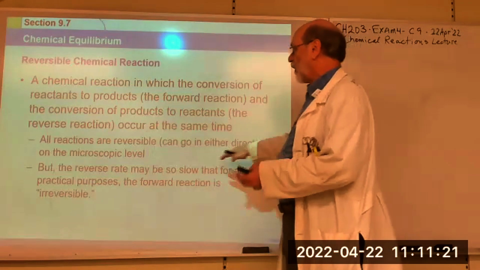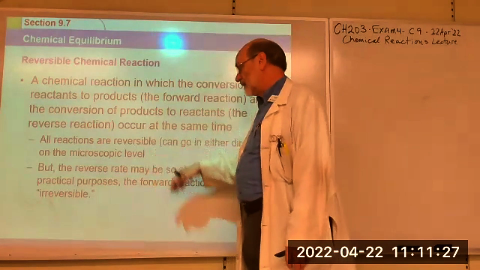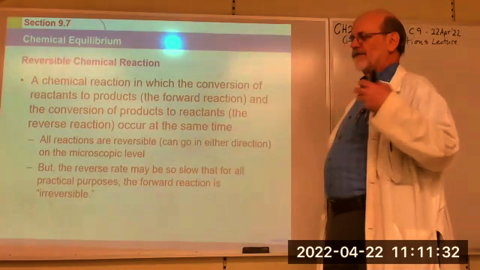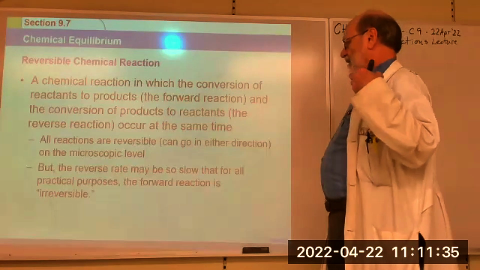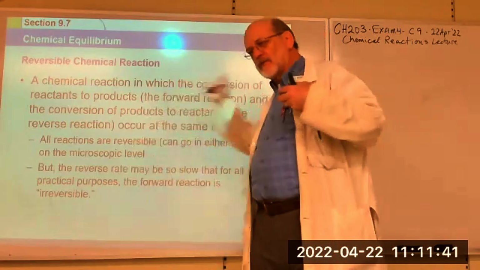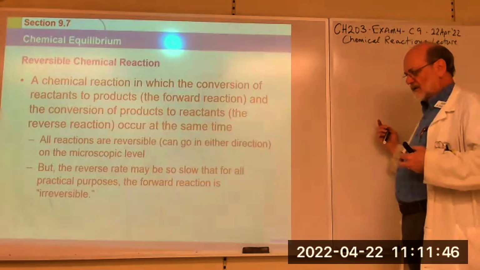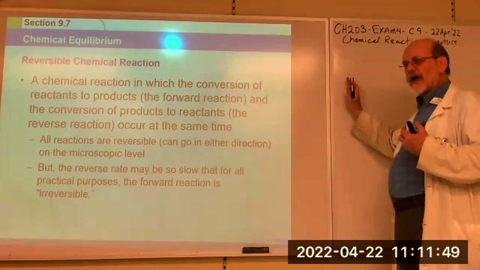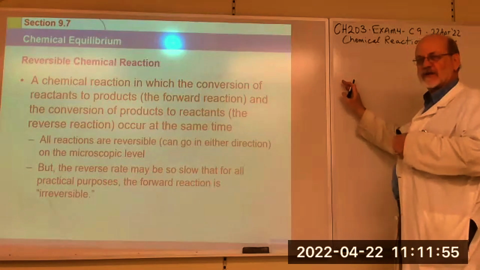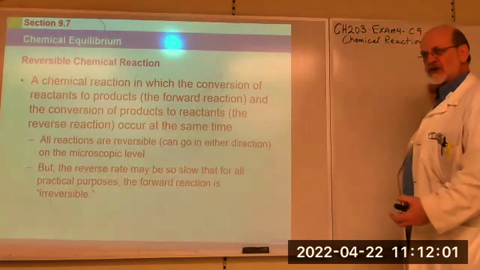At some level, all reactions are reversible. They can go in either direction on the microscopic level. Now, if the rate of, say, let's go forward with a reaction, if the rate of the reverse reaction is so slow that you essentially convert all of the reactant to product, or the measurement of the remaining reactant is so low, it's almost undetectable, at that point, we may say it's irreversible. It goes essentially to completion.